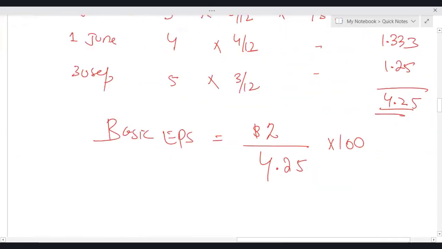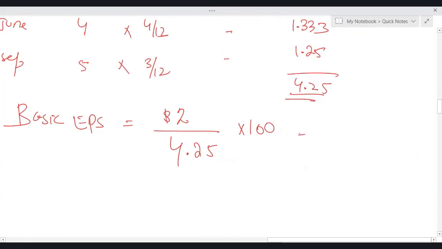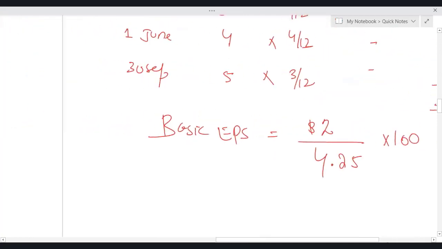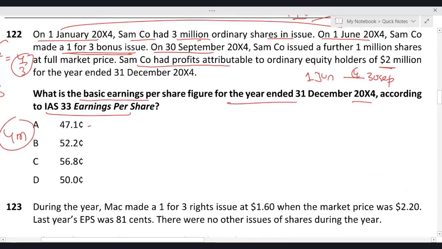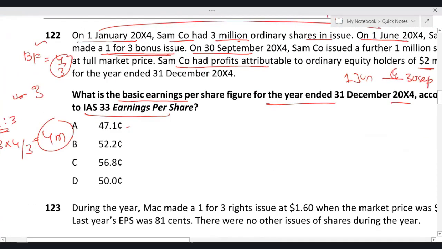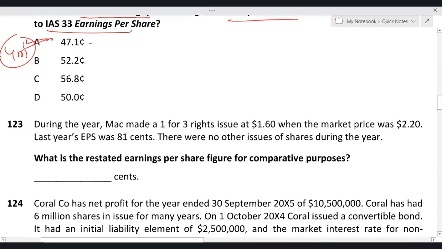Here you will be getting the answer 47.059 cents. So if you do not have the exact answer, always go to the nearest one in case of 4 options. Obviously, the first option is the nearest one. 47.1 is the logical answer. Now let's see question 123.